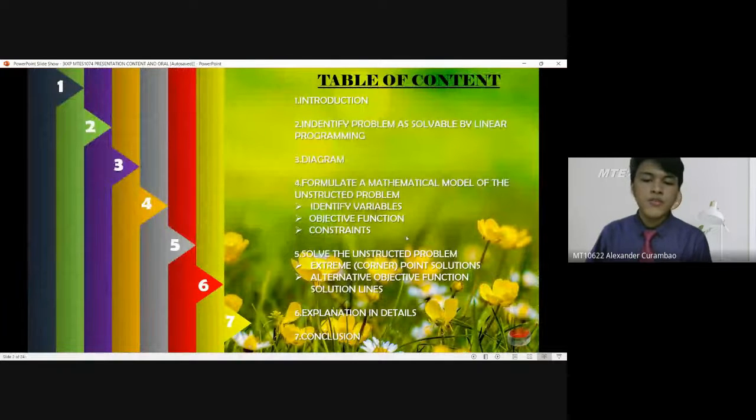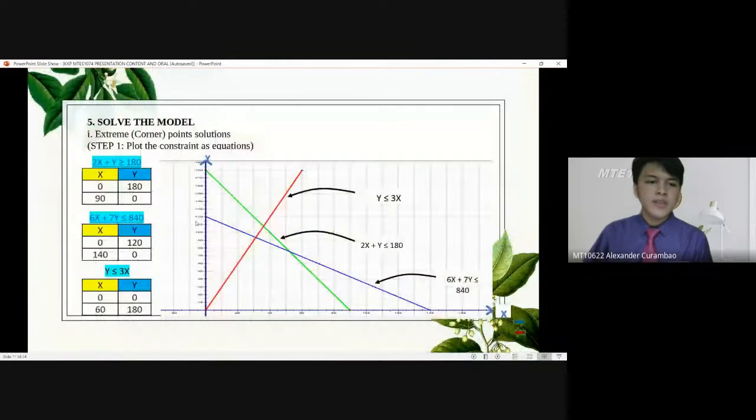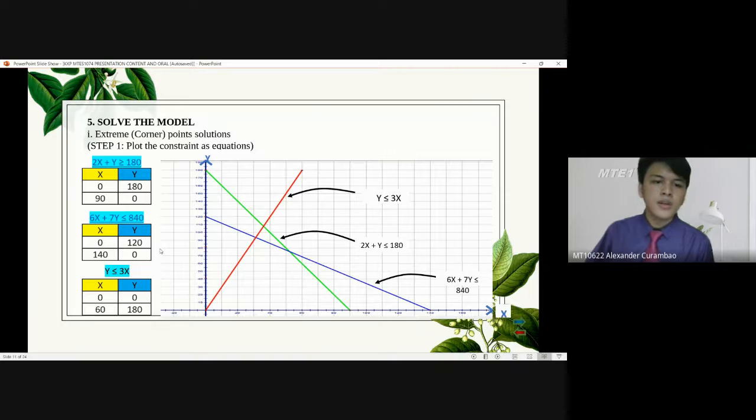Then we need to solve the linear programming problem by using these two methods. The first method is the extreme point solution. The first step is to plot the constraints as equations. We need to use the three constraints that we have, the resource constraints, to make them equations and to plot the lines in the graph.